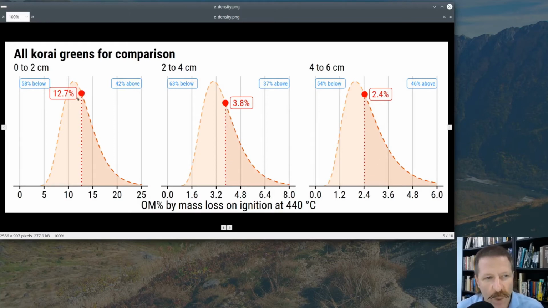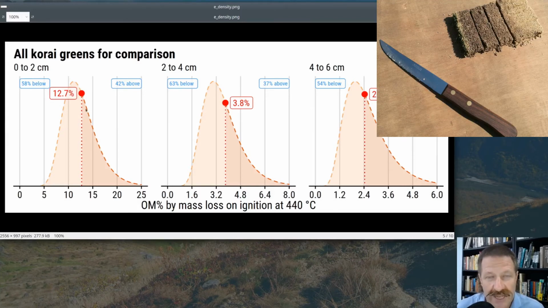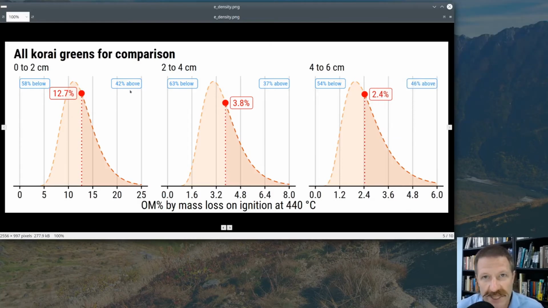And then this red point is showing the most recent data for the golf course that's been tested. In this case, the most recent data for this golf course found that there was 12.7% organic matter in the top 0 to 2 centimeters. That was the average value. If we compare that to all the other samples of zoysia greens, 42% of the samples would be higher than this value, and 58% would be below this value. What this tells us is we're in the 58th percentile.